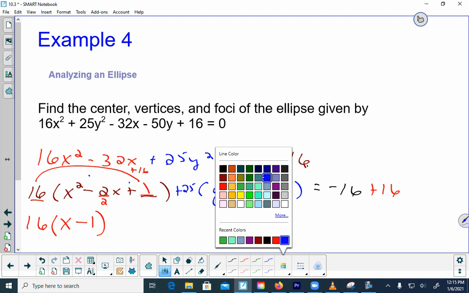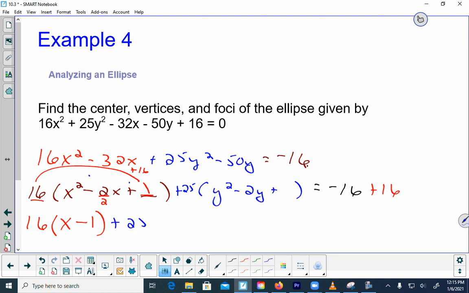When I go to complete the square for the y's, I'm going to have this 25 out here. Y, copy down that minus sign. Half of 2 is 1. But a negative 1 squared is going to be a positive 1. But I've really added 25 times 1, so I've added 25, which means I'm going to add 25. So when I add negative 16 plus 25, I get 25.